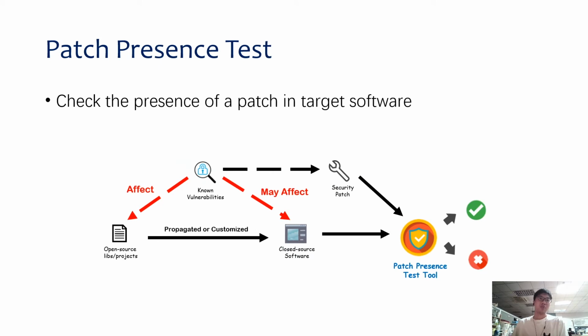One effective solution is to check whether a piece of software has applied a security patch for a specific vulnerability. If we could detect the existence of the patch in given software, we could thus confirm its security. This kind of capability is known as patch presence test. It is an important technique to protect software and end users from known threats, and in this work, we present a novel method to achieve this goal.